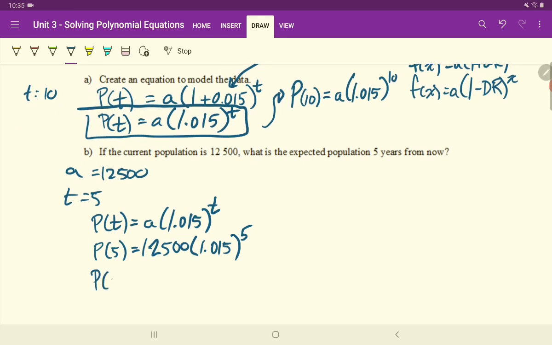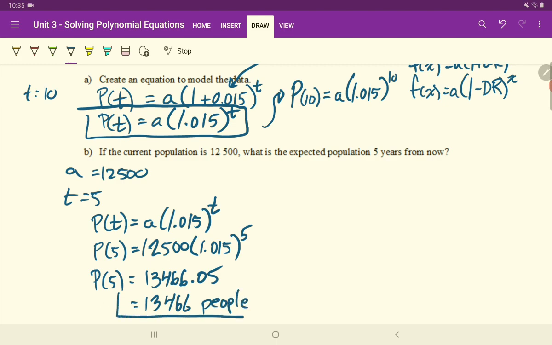So P at 5, so the population after 5 years, actually ends up being 13,466.05. But we know that you can't have 0.05 of a person. So just round this to 13,466 people. That's your final answer.